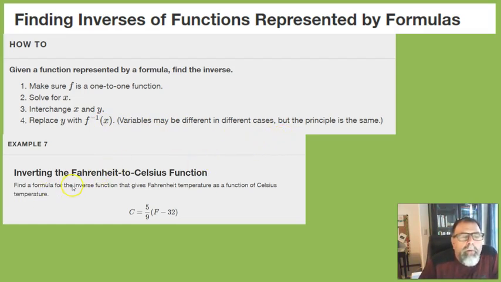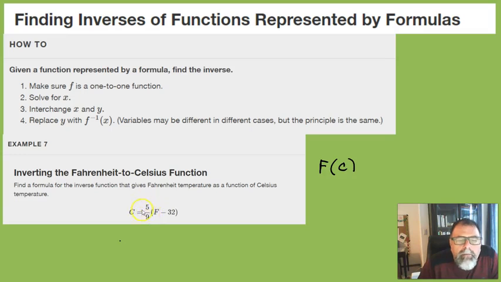Okay, so find a formula for the inverse function that gives Fahrenheit temperature as a function of Celsius. I actually do that a little differently than the way it's stated here. We want Fahrenheit as a function of Celsius, so we want F all by itself over here. So we're going to rearrange this to get F all by itself.